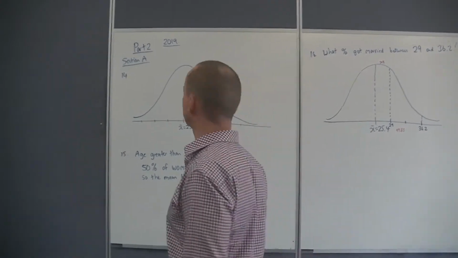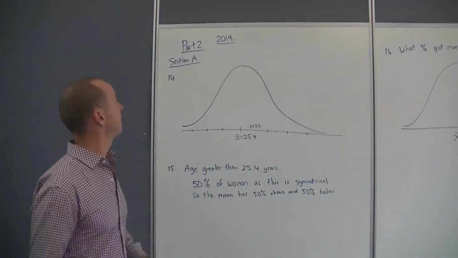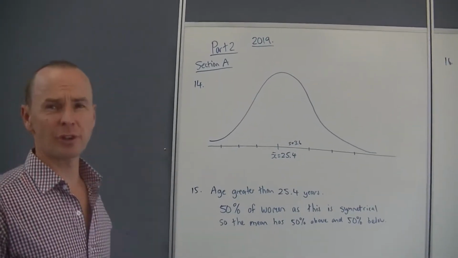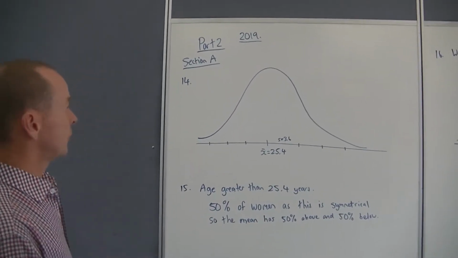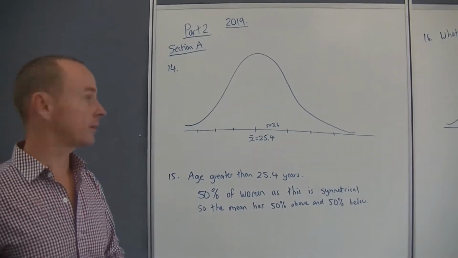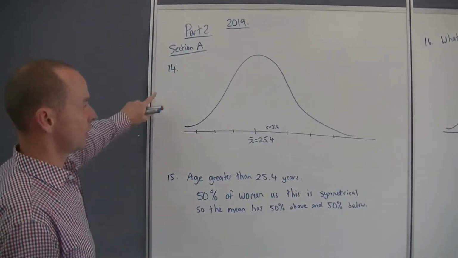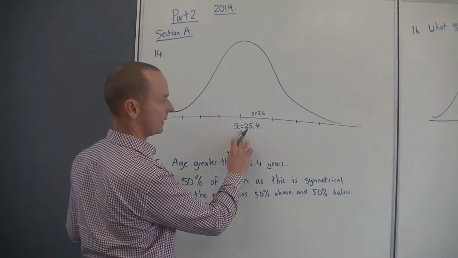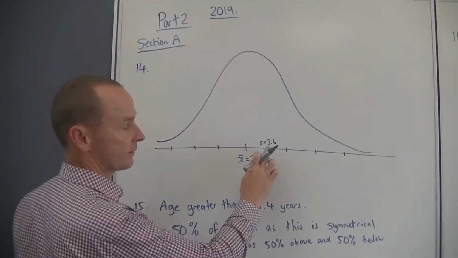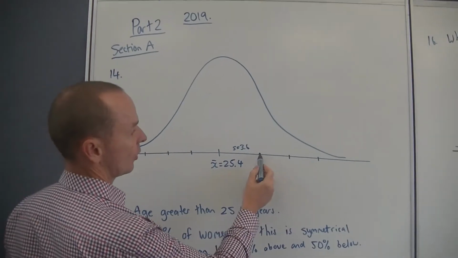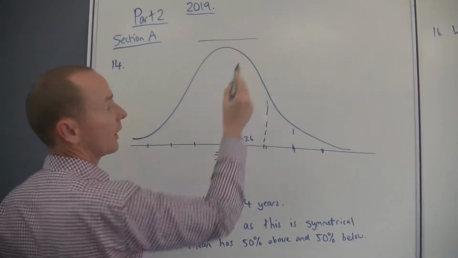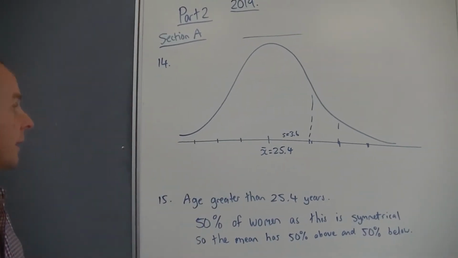I just had a question from the 2019 SAC, SAC 1, Part 2, Section A, so I'll just go through it if you're interested. It's about symmetrical distributions. First question, 14, just said draw the distribution. In the information it said the mean is 25.4, one standard deviation is 3.6. So yes, you can put all these values in across there, and don't forget to give it a title as well. Otherwise you'll lose a mark.